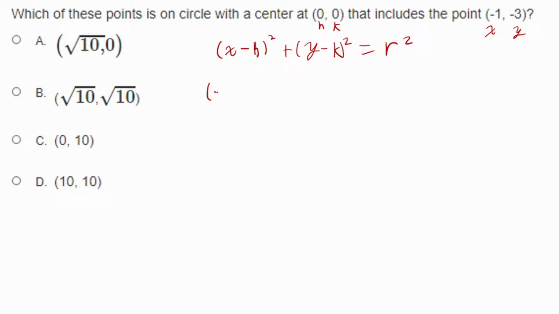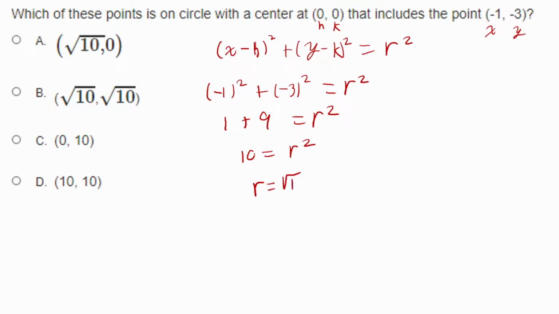We could say, (-1)² plus (-3)² equals r². The zero means nothing. Well, I know what all this is. This is going to be 1 plus 9 equals r², and then 10 equals r², which really just means r equals radical 10.